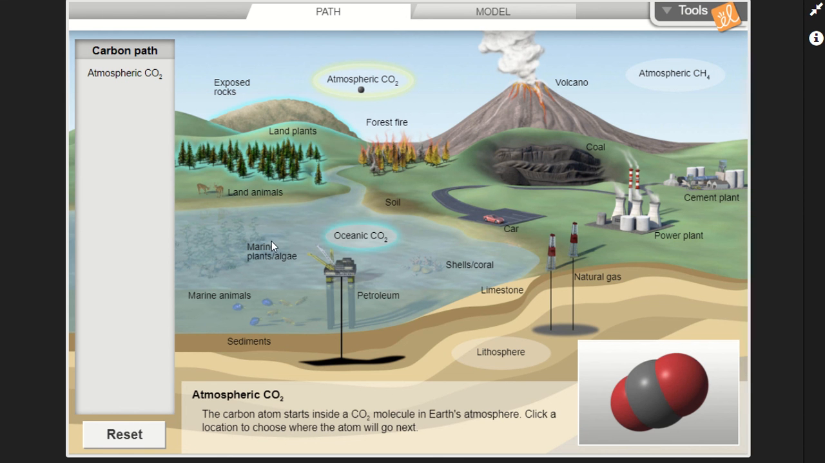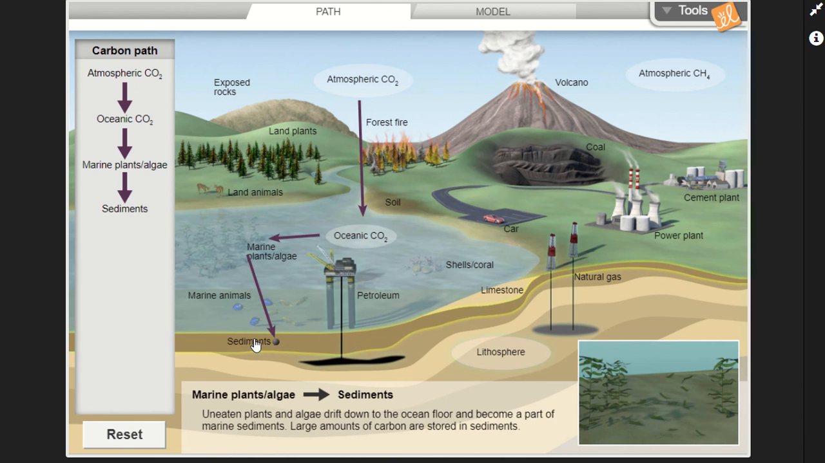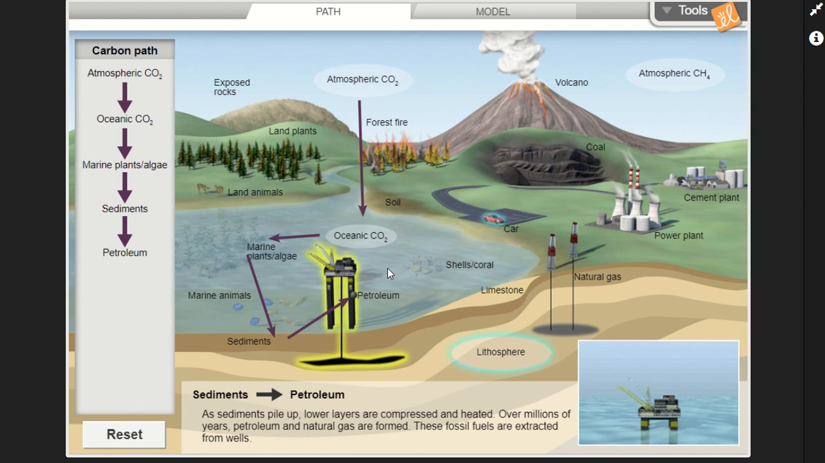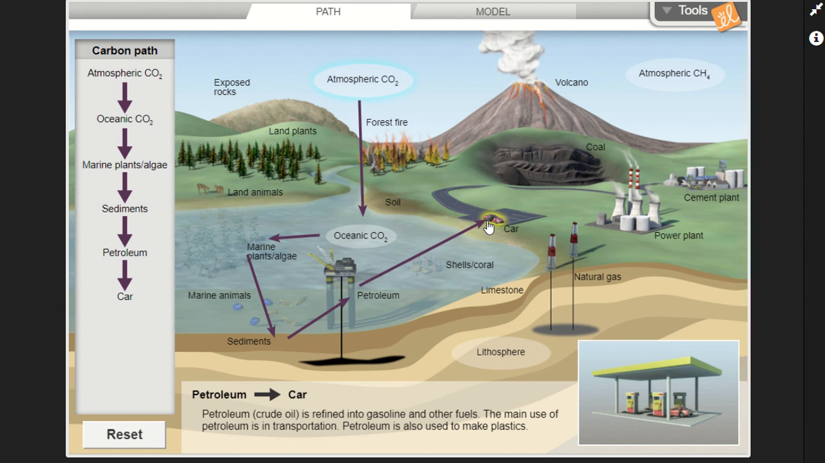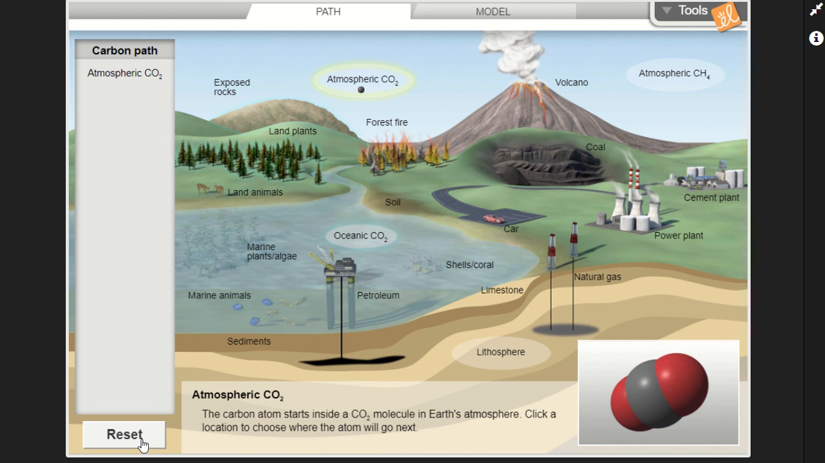I'm going to click reset. And then it says petroleum, which is right here in our ocean. So from ocean to marine plants to sediment, from sediment to petroleum. And petroleum, I'm going to click my car because I need to know how it gets to my car. So petroleum is called crude oil. Crude oil is refined into gasoline. So you can say refined into gasoline. So that's what they do. They make it into gas for your car. Okay, and then that's how the emissions get back into the atmosphere.